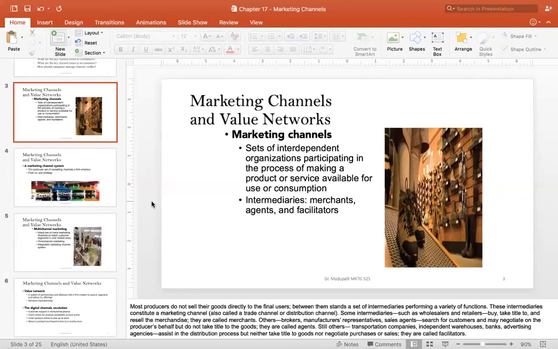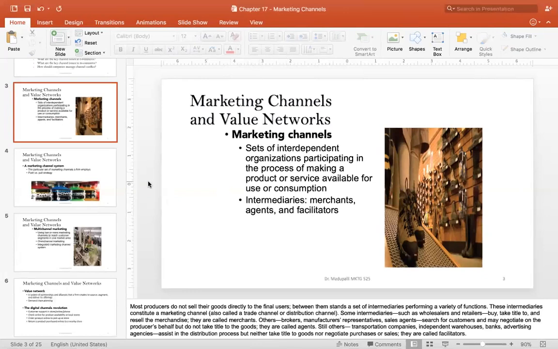Merchants buy the product, take the title to it, and sell it to a final consumer. Those are your intermediaries. There are primarily three intermediaries: the merchants, the agents, and the facilitators. The merchants buy, take the title to, and resell the merchandise. The agents are the brokers, manufacturers' representatives, and sales agents who search for consumers and may negotiate with the retailers on behalf of the producer. And facilitators are anyone who helps this process go through easily.